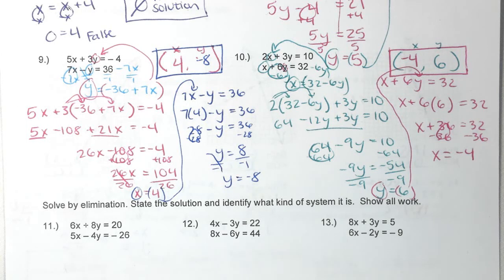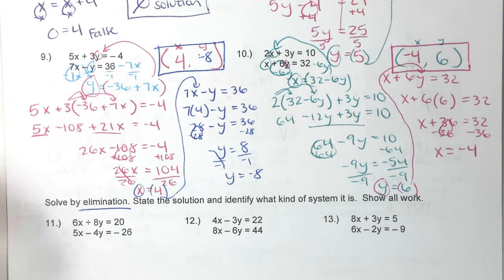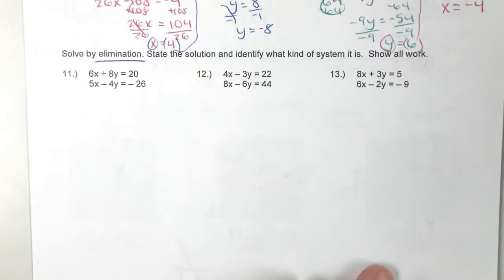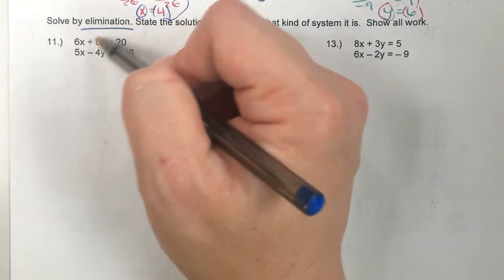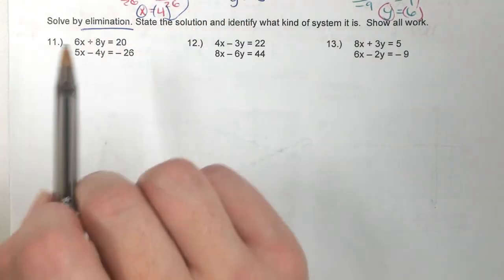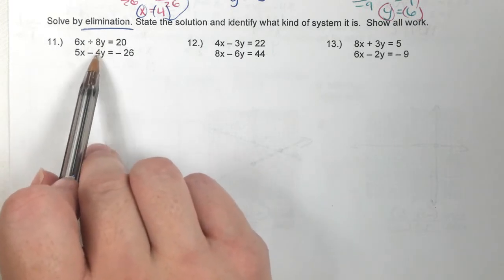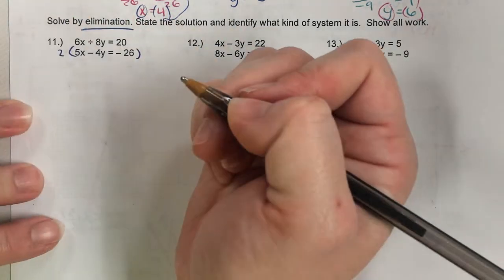Okay, now the next three say to solve by elimination. Remember, I call that big addition. It's where we want something to eliminate right away. If you look at the x's and the y's, nothing eliminates right away. But I see that one of the y's is already positive and the other one's already negative, and I could turn this into an 8 by multiplying by 2. So I'm going to multiply the second equation by 2.